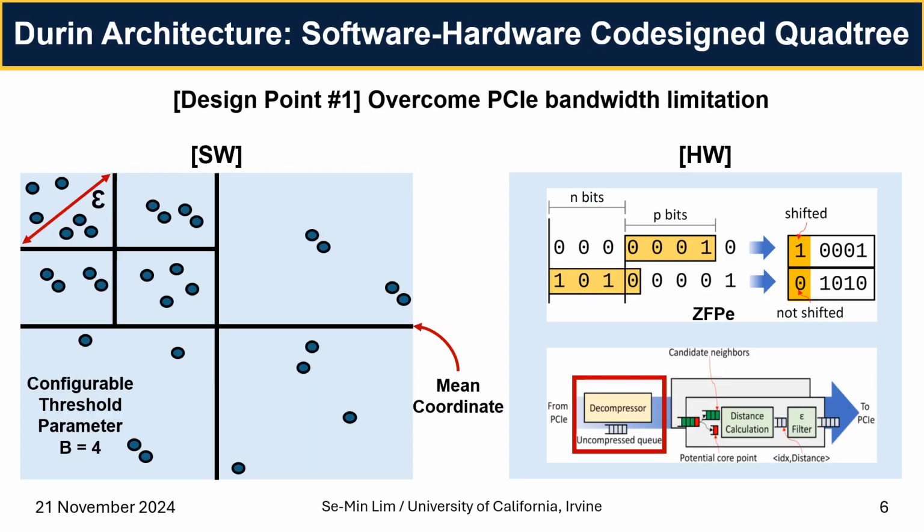The first step in implementing the software-hardware co-designed quadtree is to overcome the PCI bandwidth limitation, as I mentioned at the beginning. On the software side, Durin uses the quadtree and divides the space into four sub-quadrants recursively by the mean coordinate of all points in the current quadrant. The configurable threshold parameter for the minimum number of points in a quadrant is newly introduced by Durin, and this parameter matches with a hardware-side optimization, which is a novel variant of the lossy floating point compression algorithm, GFP, to overcome the PCI bandwidth limitation.